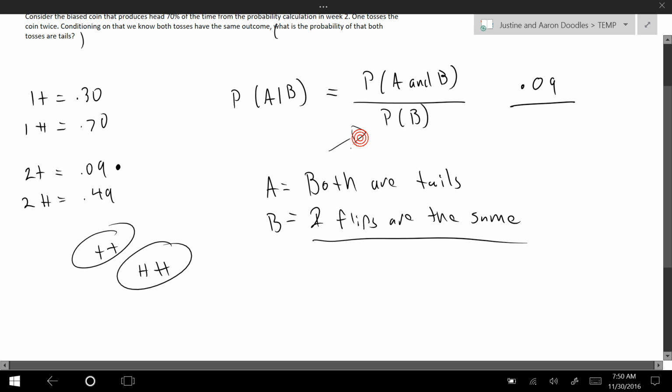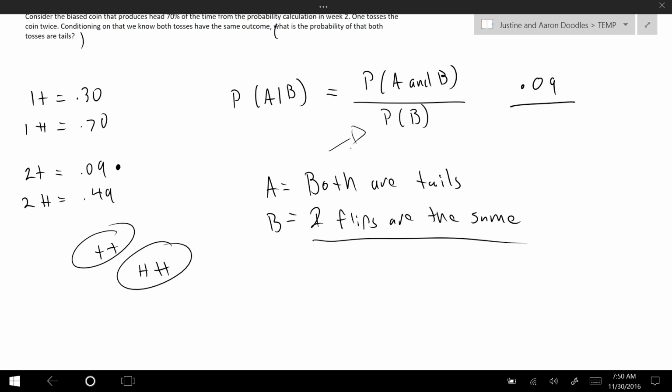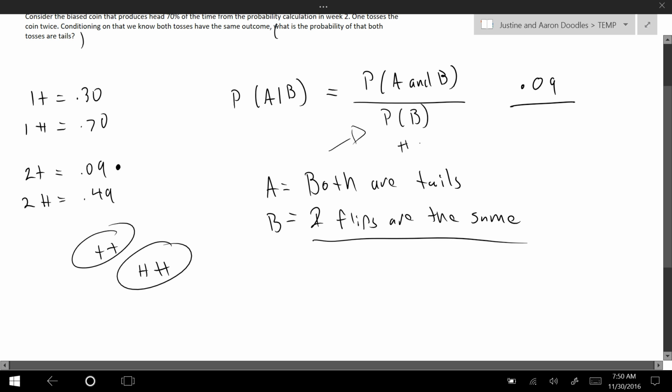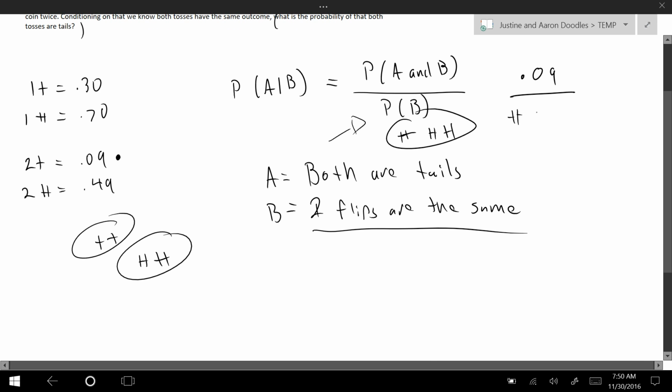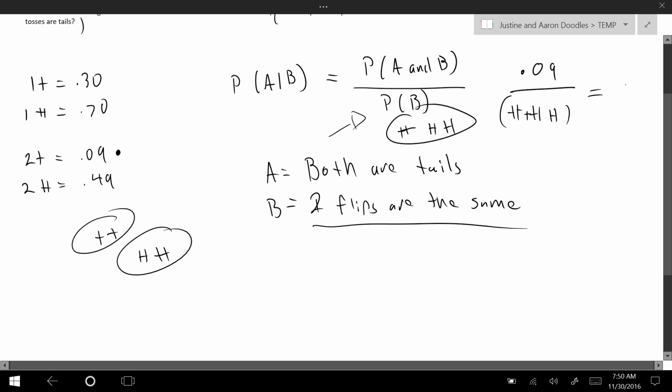So what I've done is I've added together the values for tail-tail and head-head. So tail-tail plus head-head. And luckily, that actually is the answer for the problem.